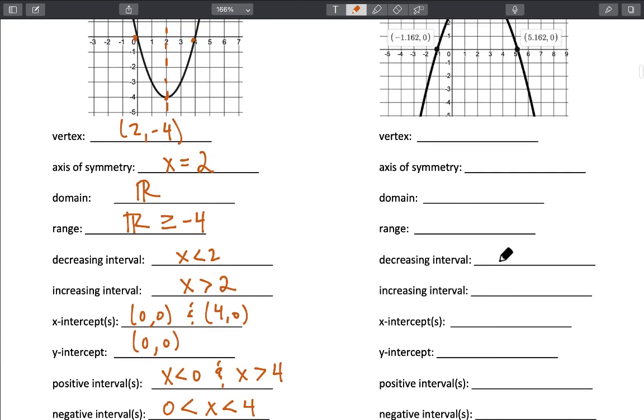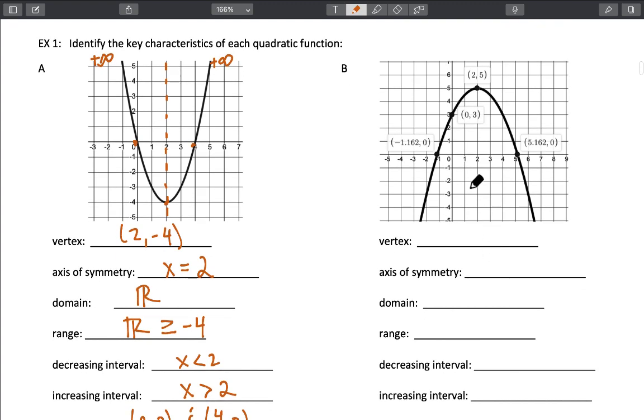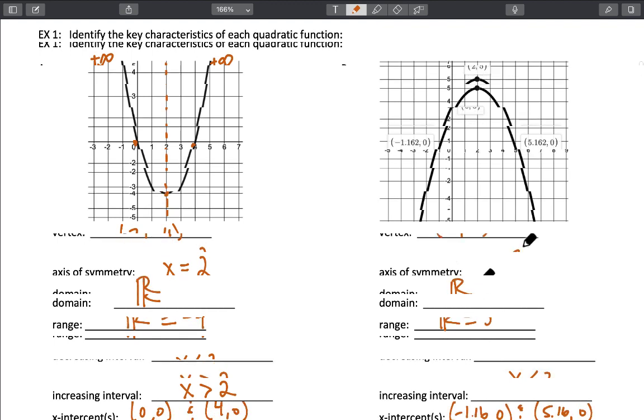Okay, so there's another example here, example 1b, that's asking you to do exactly the same thing. So pause the video and take a few minutes to try this on your own. Then check your answers by restarting the video. That you should have come up with.